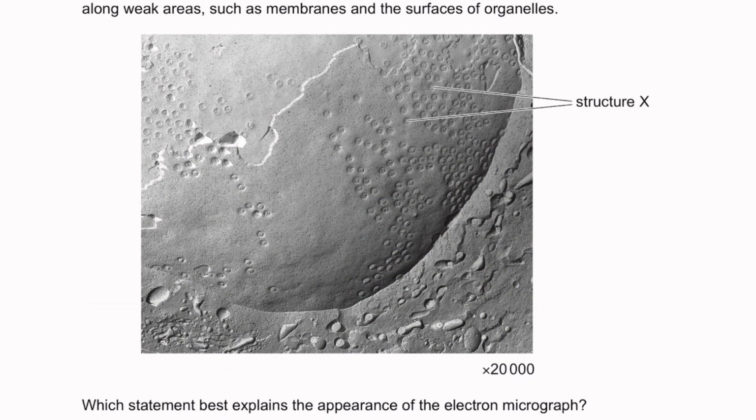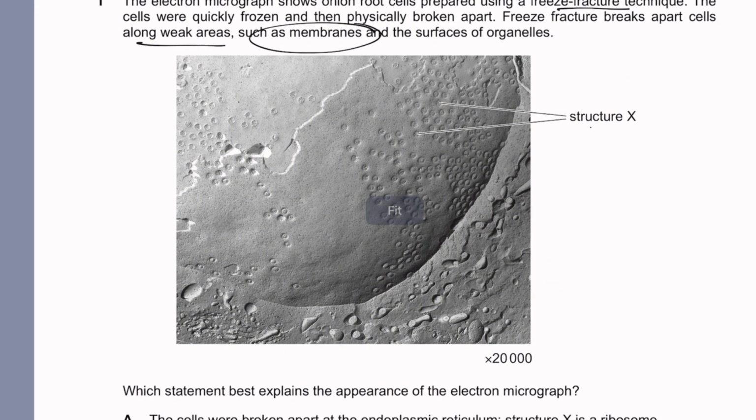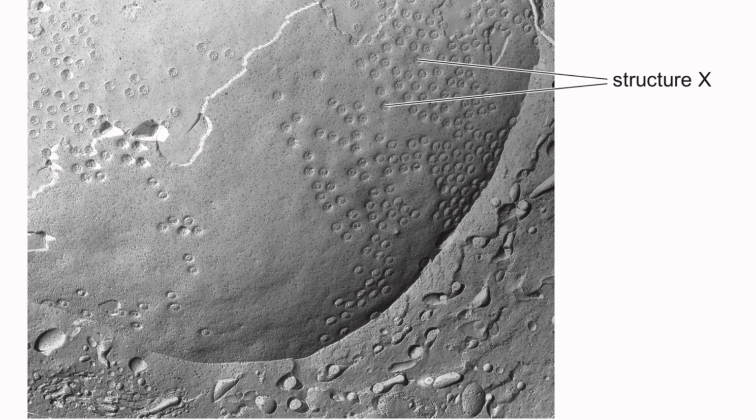Okay, so what explains the appearance of the electron micrograph? Again, how freeze fracture works is that these cells are physically broken apart and it breaks apart the cells along the weak areas, specifically across the membranes. So it is definitely the technique that scientists use in order to separate the phospholipid bilayers. So what could structure X be?